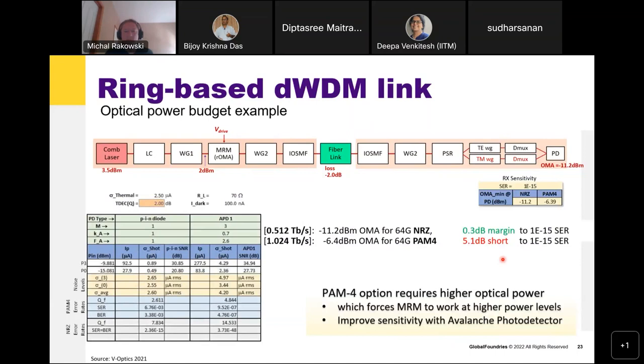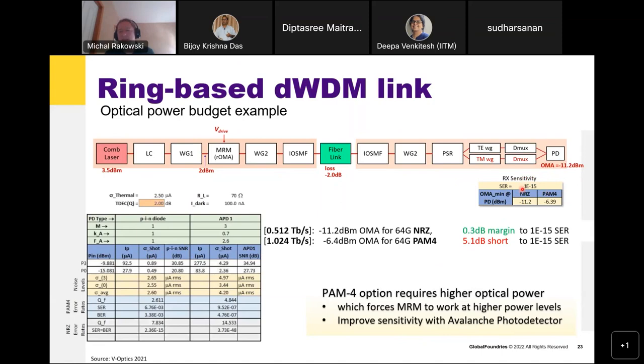On one of, I think, the last slides, I have here an example of the power budget. We did some calculation of how much each component will affect. So typically when you look at the power budget, you start calculating from the receiver side: how much power, how much OMA power I need here to achieve a specific bit error rate. Like in this example, we want to get a bit error rate on the level of 1E-15.